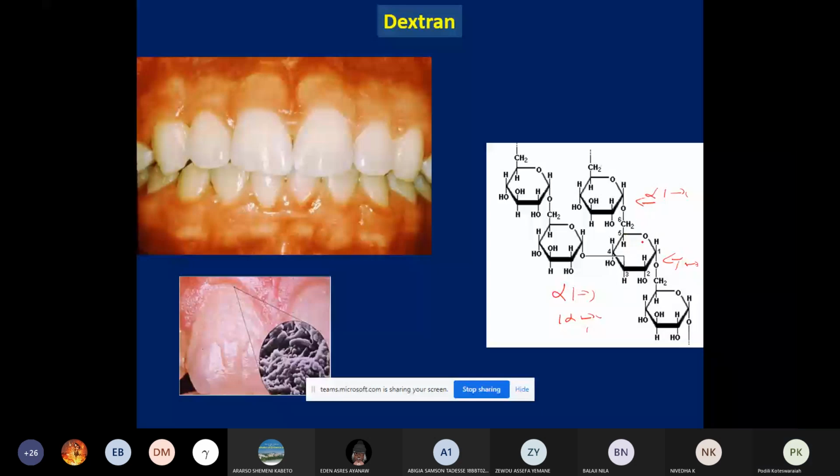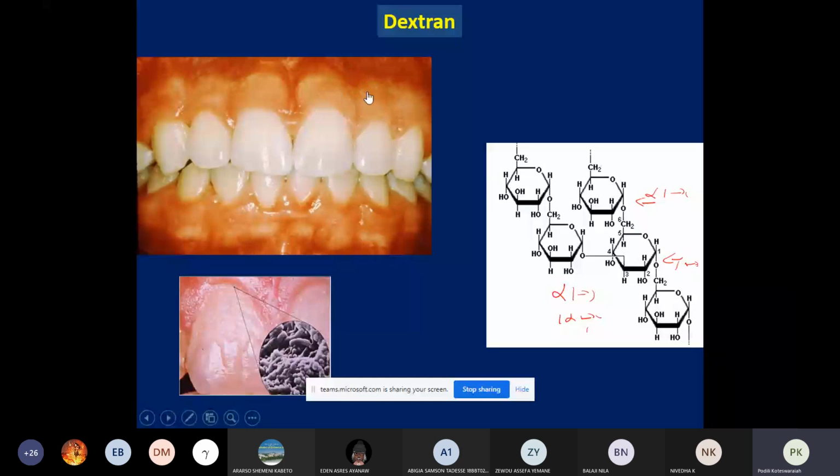And most bacterial and yeast polysaccharides also have this dextran. And the dental plaques that you are seeing here, which are formed by bacteria growing on the surface of the teeth, are also rich in dextran. That means these dental plaques are because of dextran.